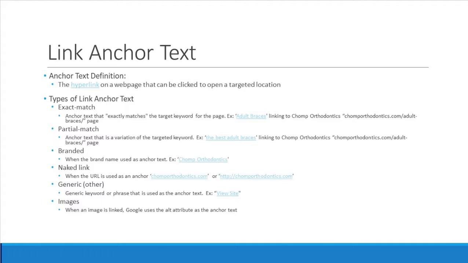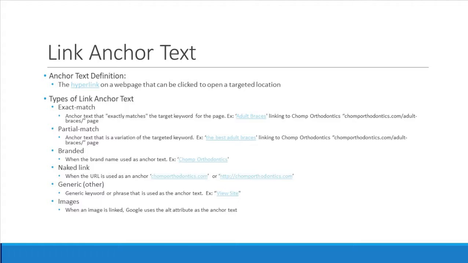Naked link, which just shows the http:// just as you would see in the address bar. Then you have generic or other, like view site, click here. And then the last one, images. When an image is linked, Google uses the alt attribute as the anchor. And remember, when we're optimizing, we've got our file name and the alt attribute. So when we're doing internal linking or linking from other sites, as long as we can get those pieces together and have them there, it's going to help us get backlinks.